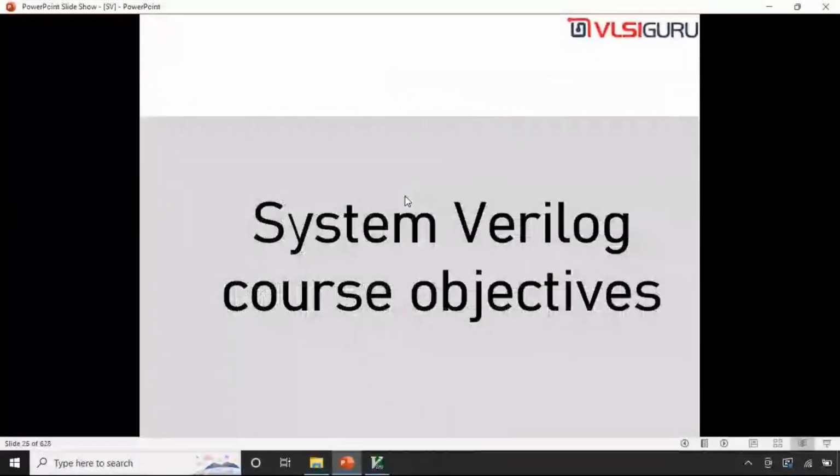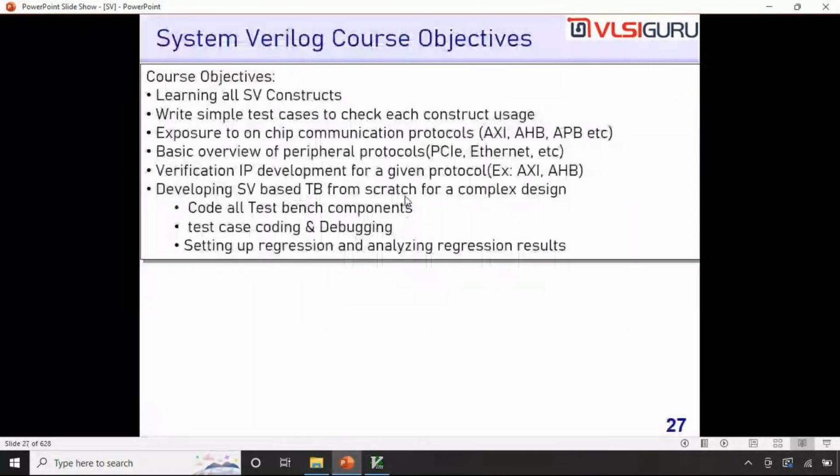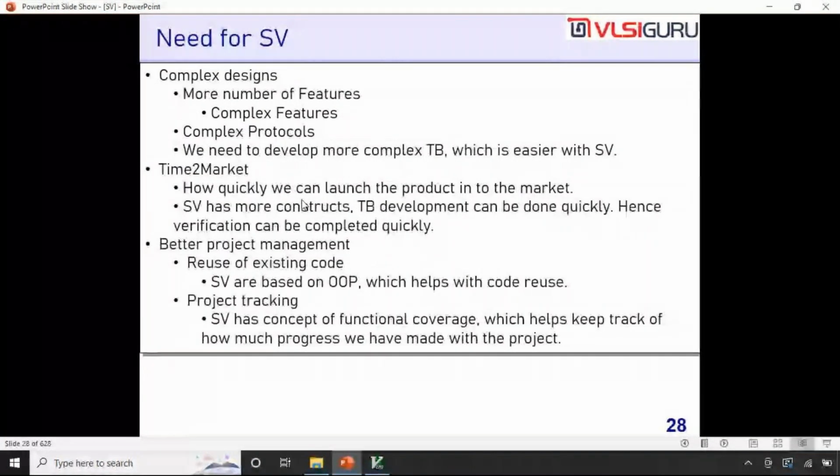Okay. We have got a basic idea about what a test bench is, what the components are, and what is meant by modularity. Now let us move on to the next topic, that is the SystemVerilog course objectives. Simple: you should be very good with language constructs. You should be able to develop a test bench from scratch. That's the basic idea. Why do we need SystemVerilog?